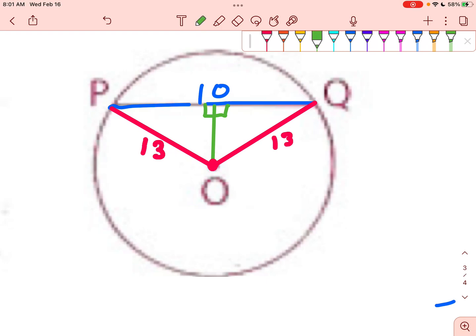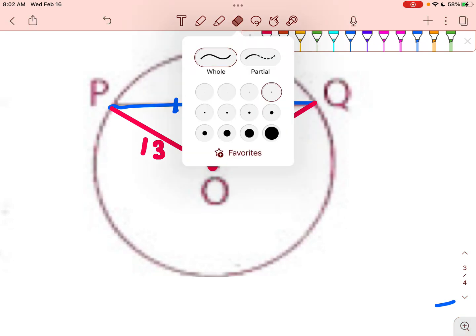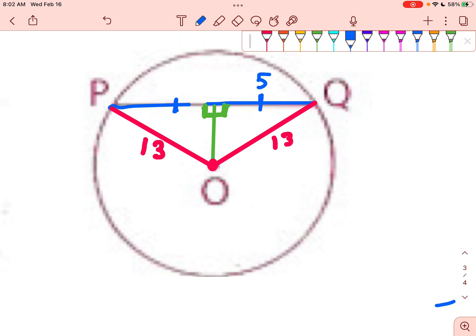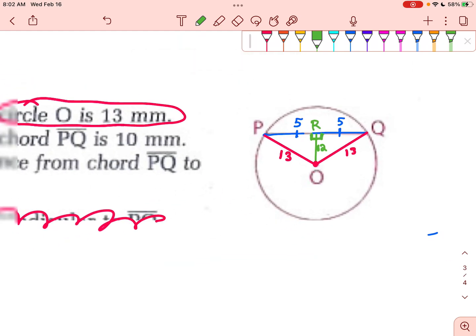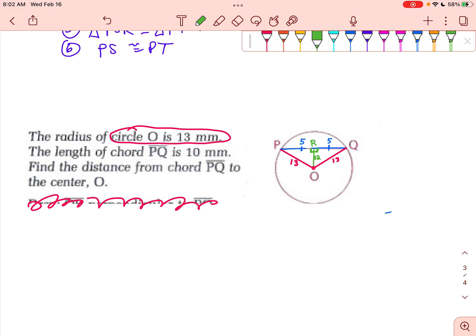And we know that if our radius hits a chord at a perpendicular, that it bisects the chord. So this 10 is no longer 10, it is going to be 5 and 5. And so then we have a triangle, and you can use Pythagorean's theorem, but this is just a 5, 12, 13. And so we can say that the distance, this green segment, is 12. Okay, so going from this point, and you can add points if you want to. I think the book calls this point R. So you can say that OR is 12, but the distance from chord PQ to center O is 12, okay?